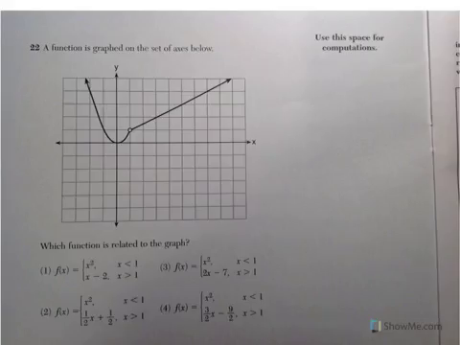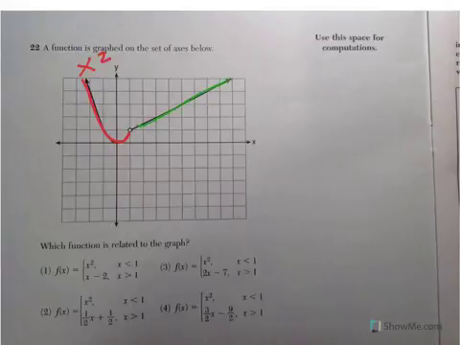22. A function is graphed on a set of axes below. Which function is related to the graph? Well, if you look, the first part of all of these piecewise functions is x squared. So this part of your function is your x squared piece, and that is when x is less than 1.